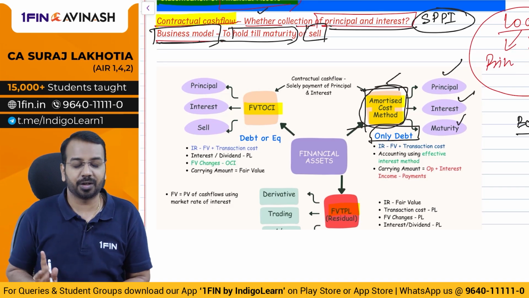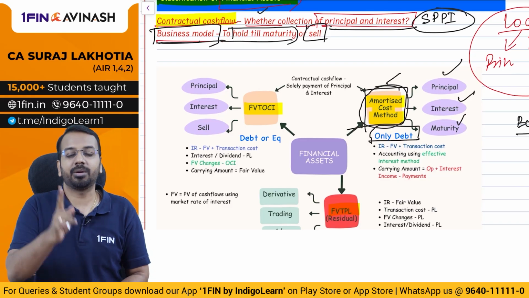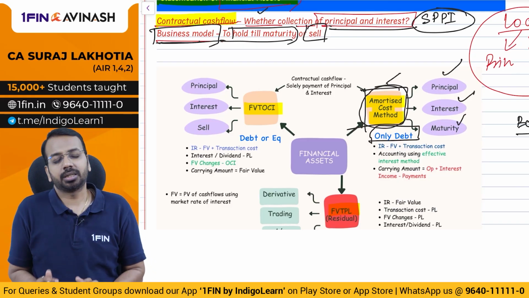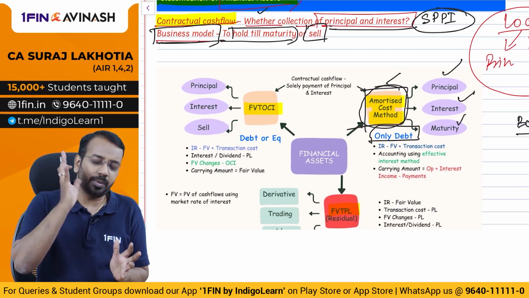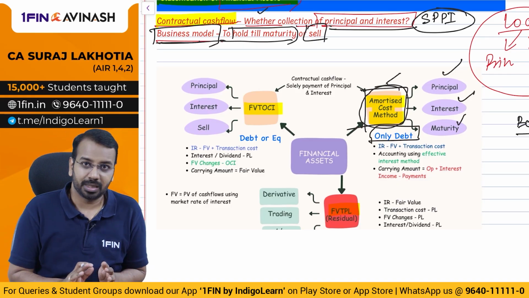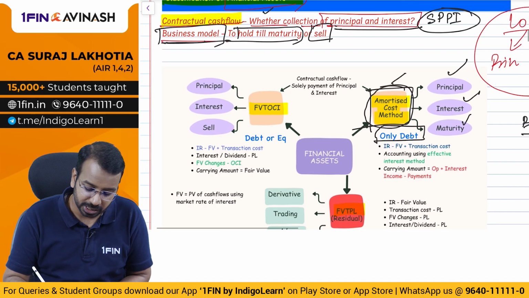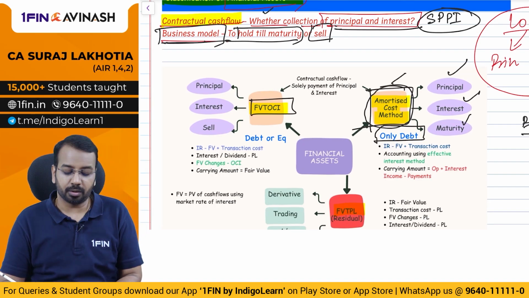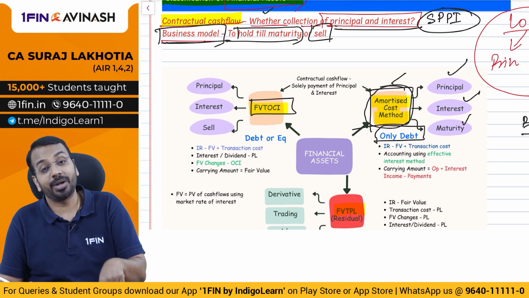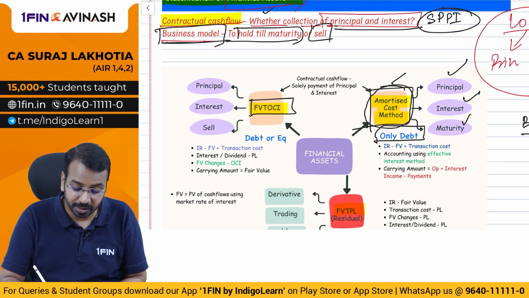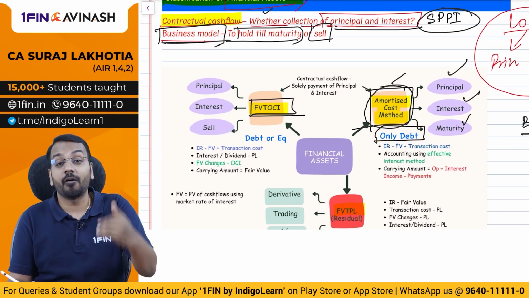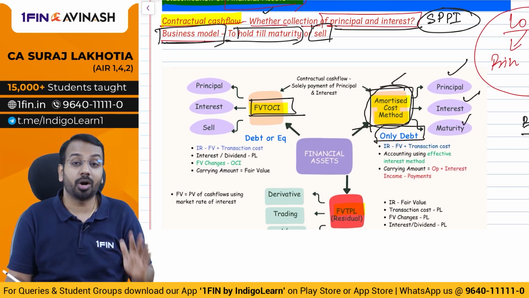First understand the classification. Amortized cost method will be principal and interest only, and we will hold it till maturity. Sir, the company wants principal and interest, but the company can sell whenever it wants to. In that case, we use fair value through other comprehensive income. So here also the contractual cash flow is payment of principal and interest, but the categorization is fair value through other comprehensive income because we may sell whenever we want to.